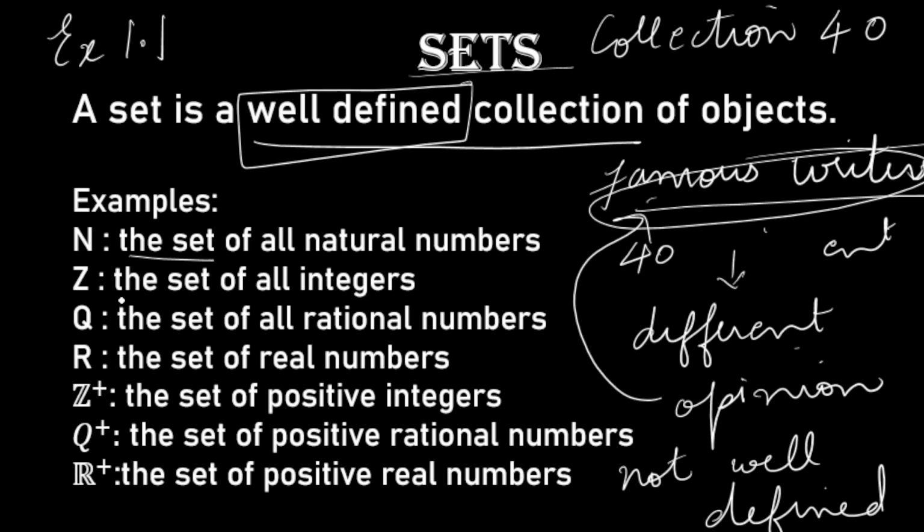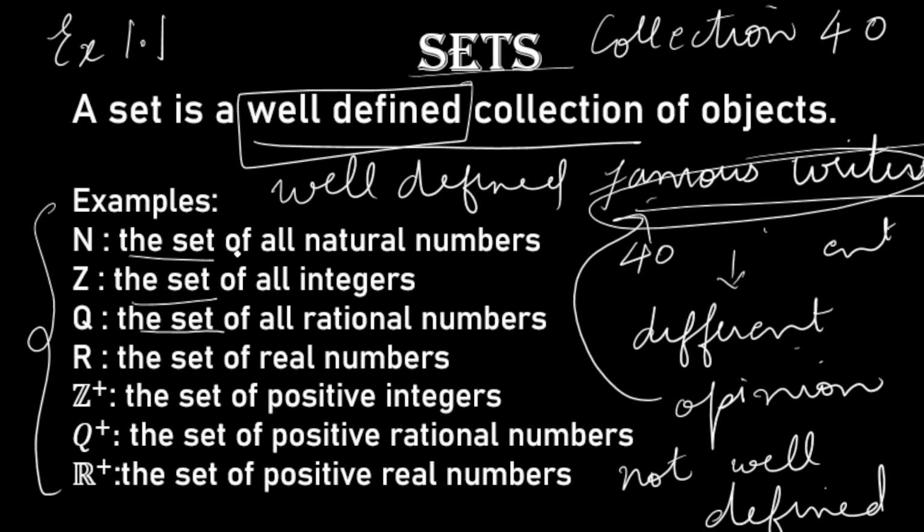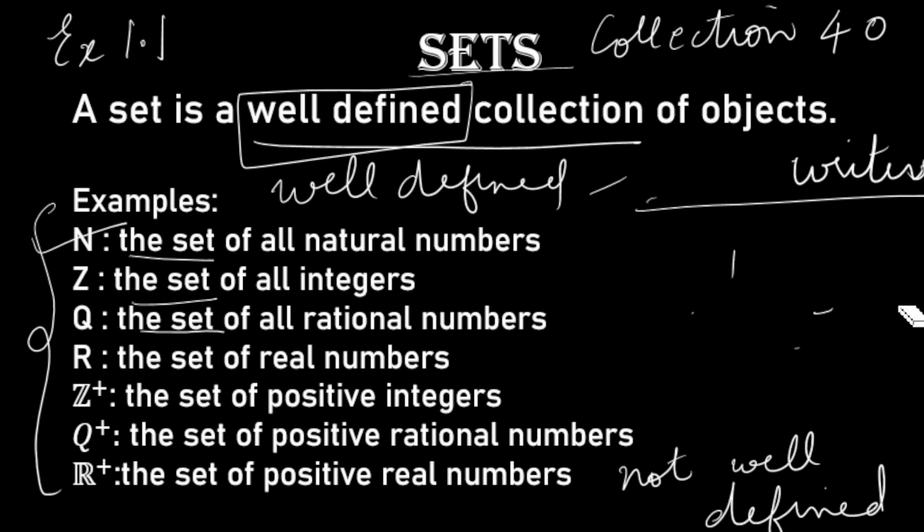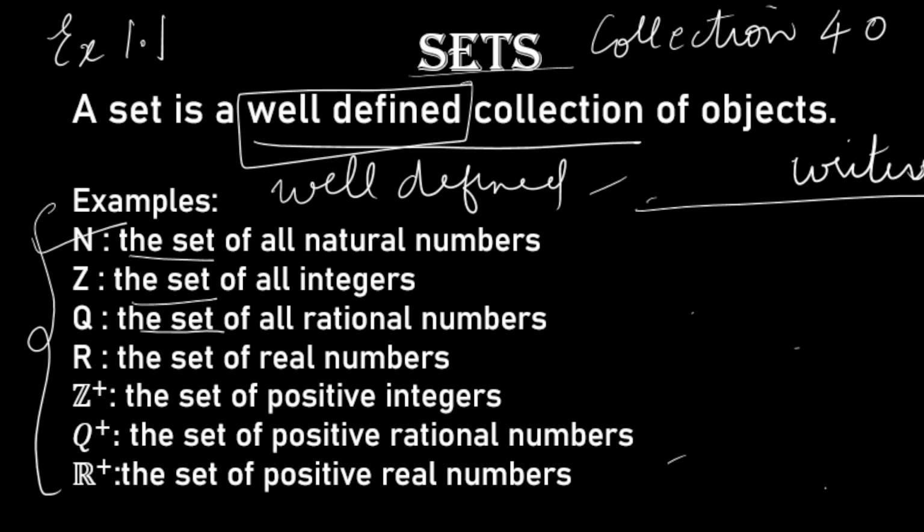So here I have used the word the set of integers, the set of rational numbers, which means all these collections are well defined. Well defined means the set of natural numbers: if I'm asking one person, the answer will be the same as it will be given by some other person. Same way, for the set of integers also, when we ask different persons, the answer will still be the same. So for integers it will be 0, plus minus 1, plus minus 2 and so on. So this is the meaning of well defined, and I hope you have understood it.